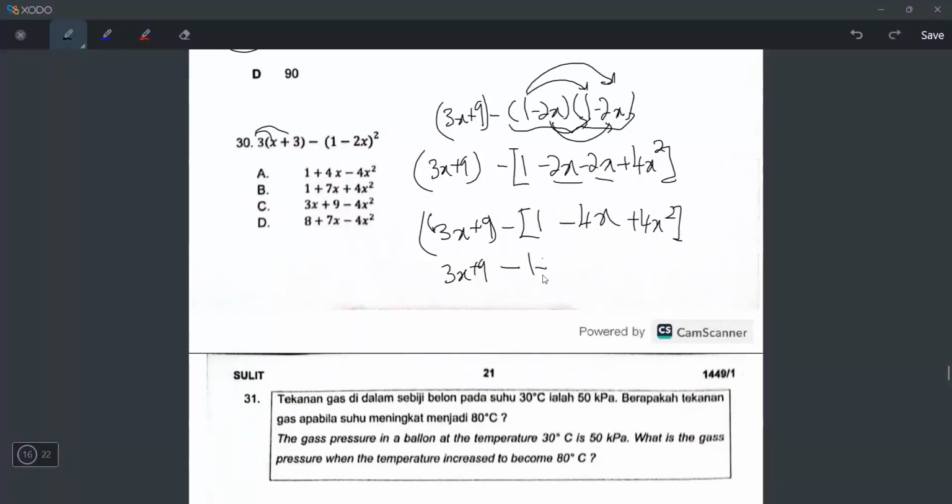Okay. Now it will be 3x plus 9 minus, now the bracket comes into play already. Negative 1, the minus 4x becomes plus 4x. Plus 4x squared becomes minus 4x squared. But what if you never open the bracket and then wrong? It means you will forget to change the symbol. Okay, that's why bracket is very important.